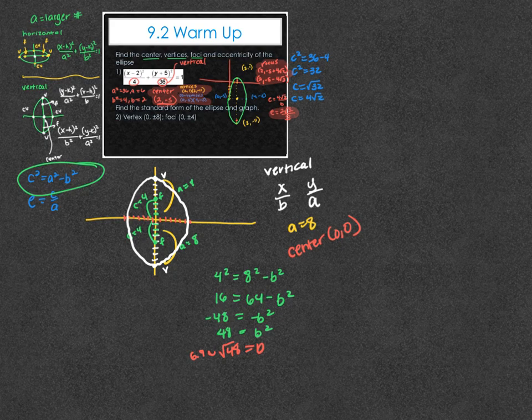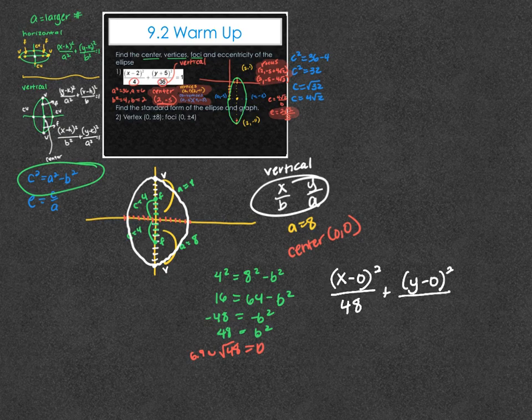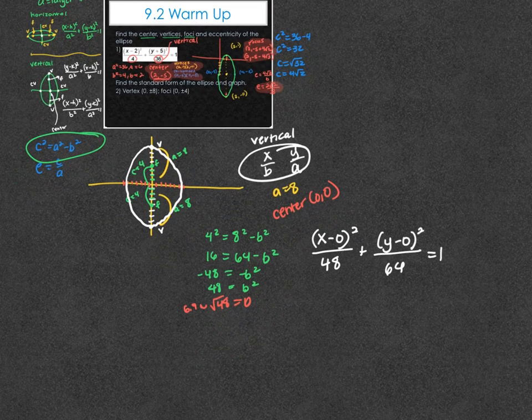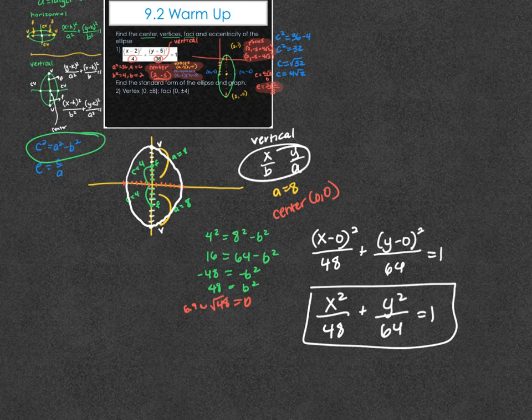And now get the equation. So we said X gets the B, Y gets the A. So X minus H, which is 0, squared over B squared, which is 48, plus Y minus K, which is 0, squared over A squared, which is 64, equals 1. Now the order here doesn't matter, but I can simplify this. And there's the equation. This time it asks for the equation and the graph.